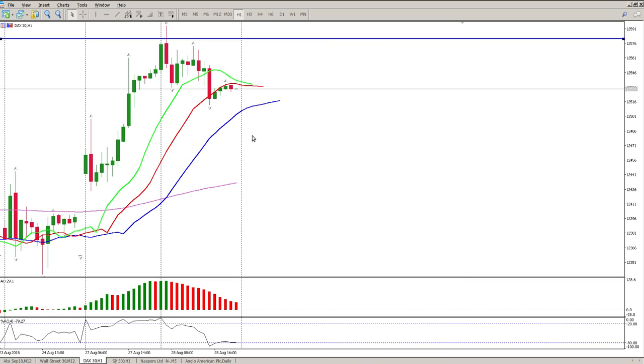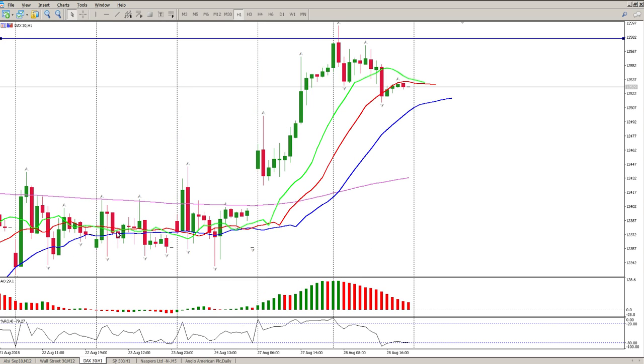If I step up the time frame a little bit, you'll see the 1 hour is going flat, and we are still above the jaws, and just hovering on the teeth of the alligator. So there's a bit of indecision. When the alligator goes flat like this, it becomes a range.